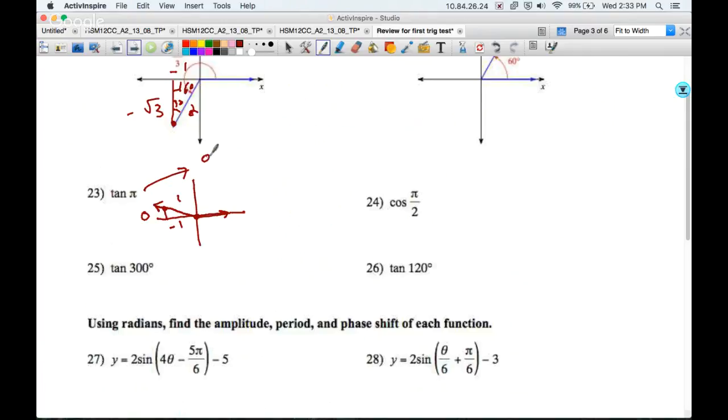Tangent equals opposite over adjacent. So this is going to be equal to 0 over -1, which just equals 0. If you want to check that, set your calculator to radian mode, do the tangent of pi, and we do indeed get 0.